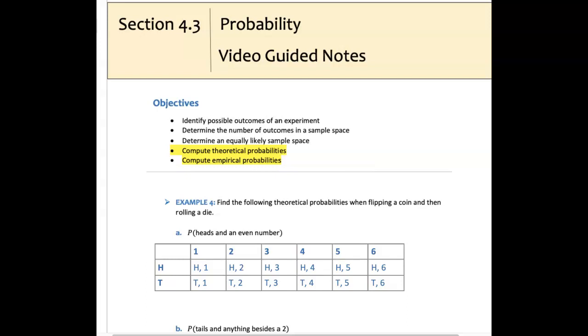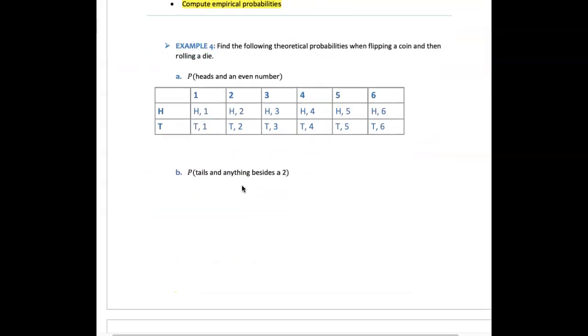This is the second video for section 4.3, probability. In this video, we will compute theoretical probabilities and compute empirical probabilities. We will begin with example 4.